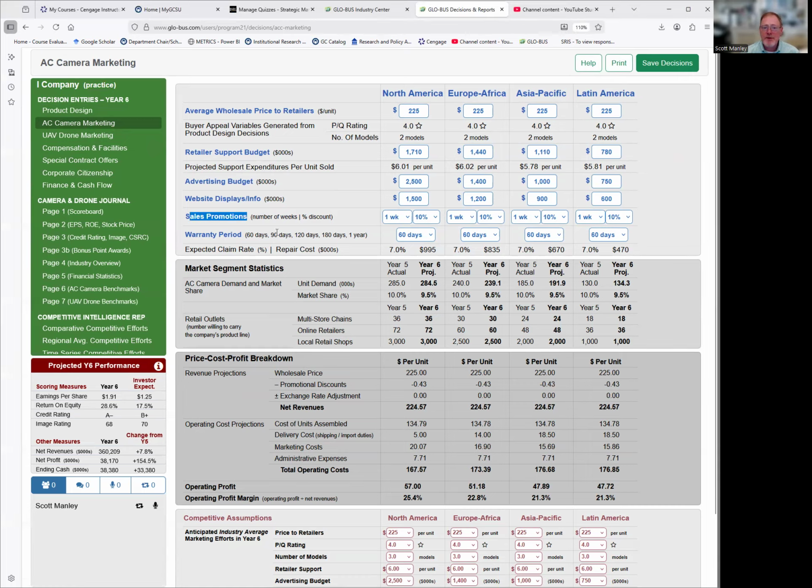Those promo discounts are sales promotions. If you'll read your Globus Participants Guide, it'll tell you that sales promotions are ineffective unless you get to at least a 15% weekly discount. So what I'm going to do is increase my sales promotions to 2 weeks and 15% in an effort to sell more product. As I do that, you see that demand increases a little bit.